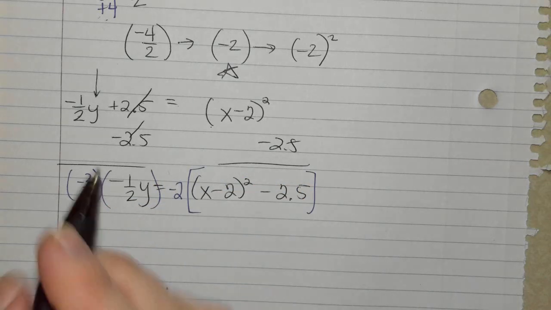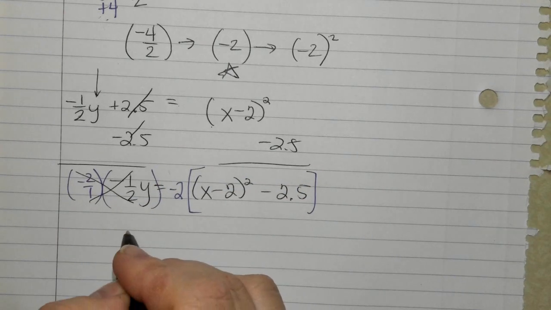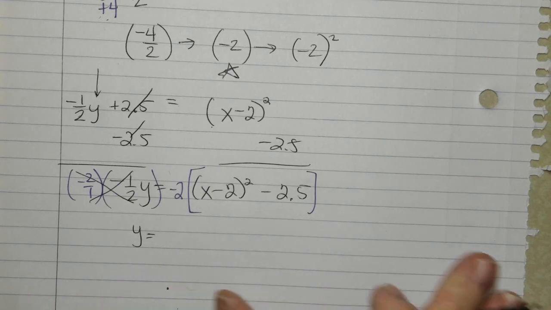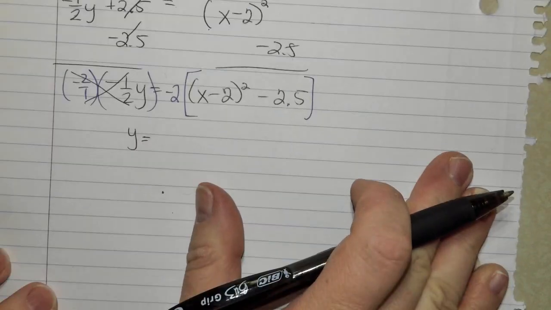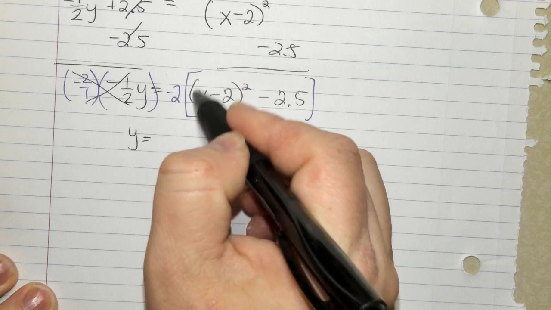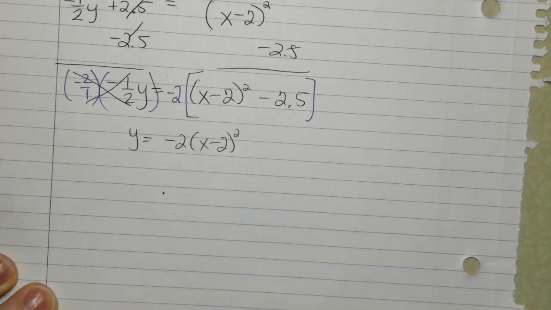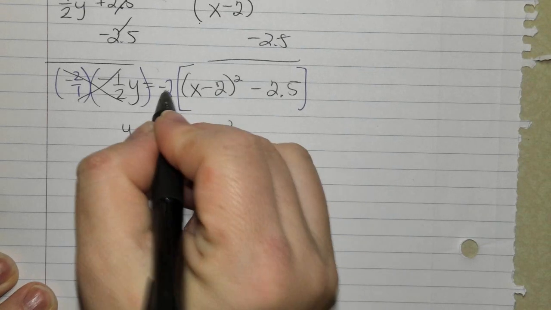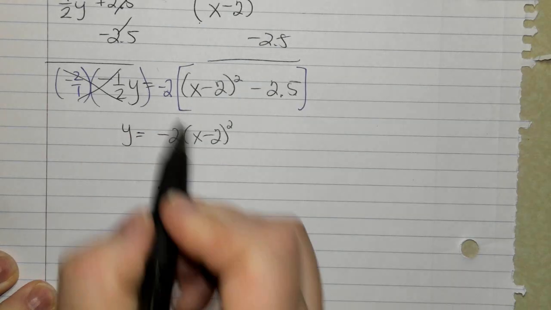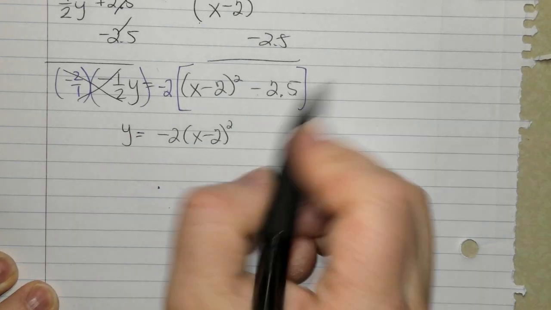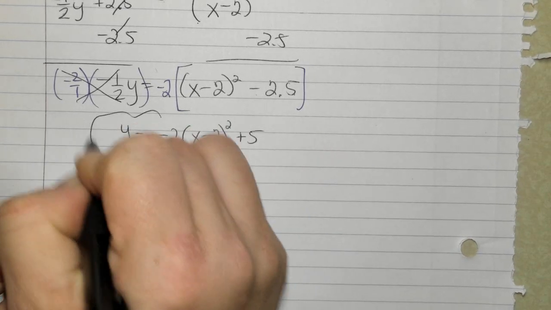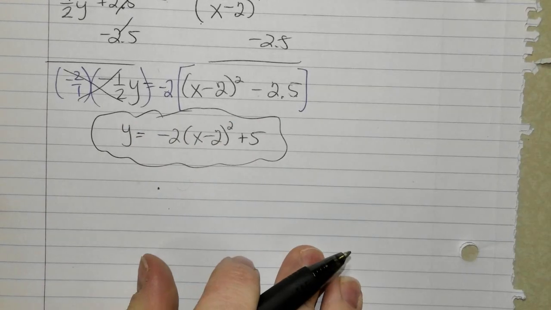On the left-hand side, the 2's and the 1's divide. They simplify, giving you a 1y. That's exactly what we want. We want to isolate the y. And then I'm going to take negative 2 times the first quantity. Don't distribute through the parentheses. Can't do that with a square. And negative 2 times negative 2.5. Well, negative 2 times negative 2.5 is actually a positive 5. Vertex form.